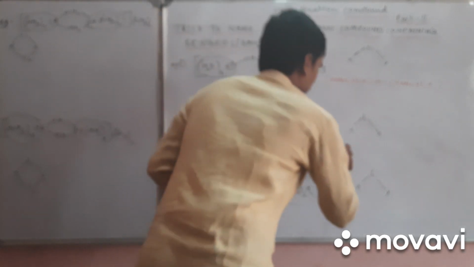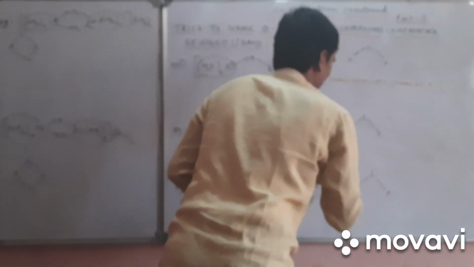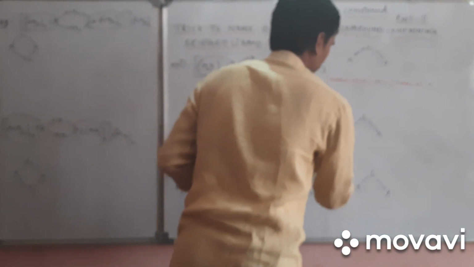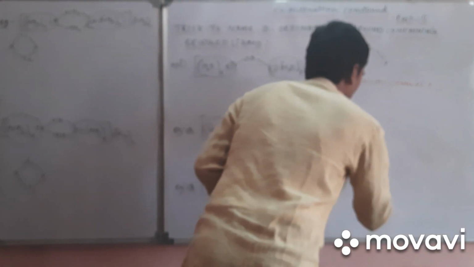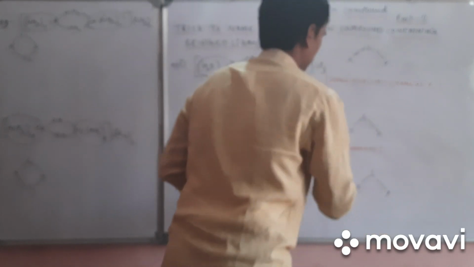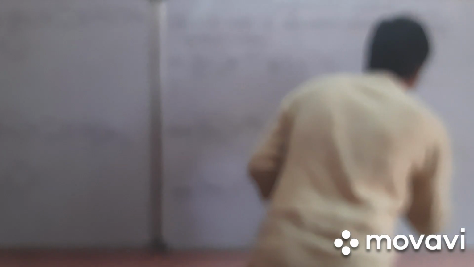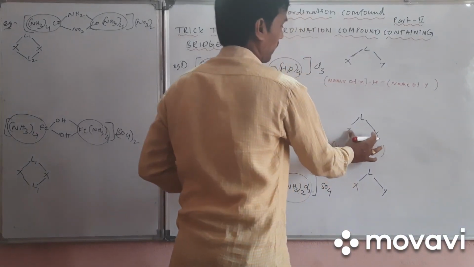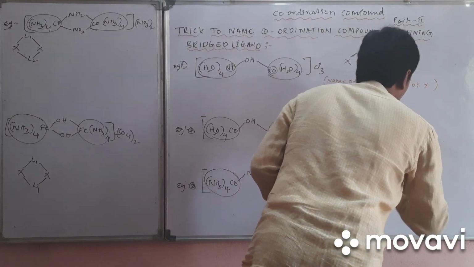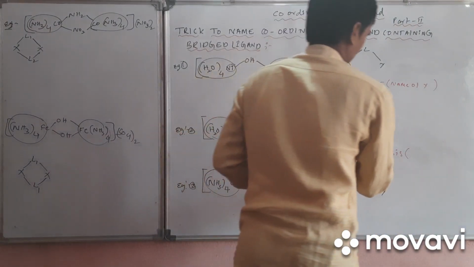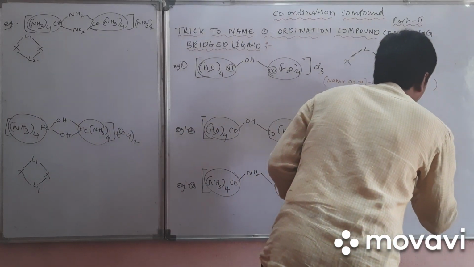First we use the ligand name, before the ligand name we use mu, name of L. Next, these two are the same, that's why we use bis. Before the X name we use bis.